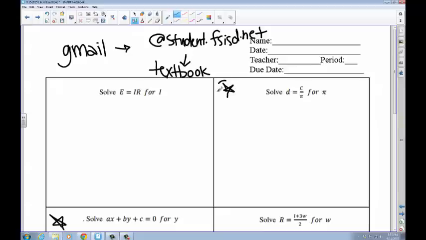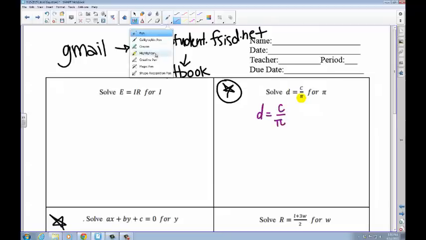Okay, so let's look at this one right here. We need to solve for pi when we have an equation that looks like d equals c divided by pi. So I'm going to use my highlighter to highlight what I'm looking for so that I don't forget. I know that I'm going to isolate pi. And I'm going to rewrite it down below, d equals c divided by pi. And then I will highlight pi once again. That's what we need to isolate.